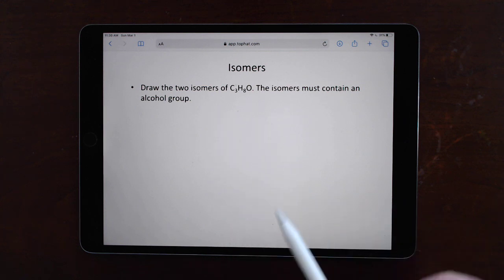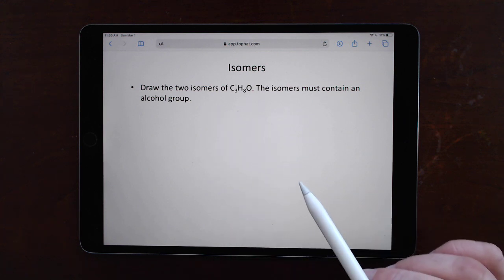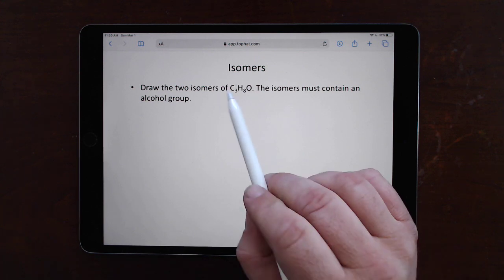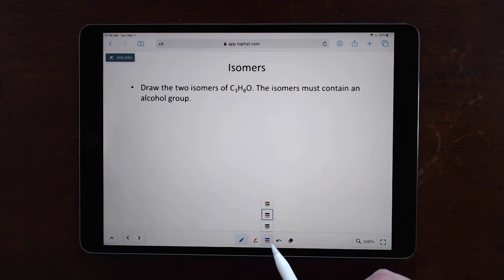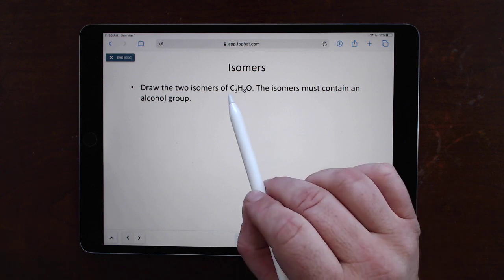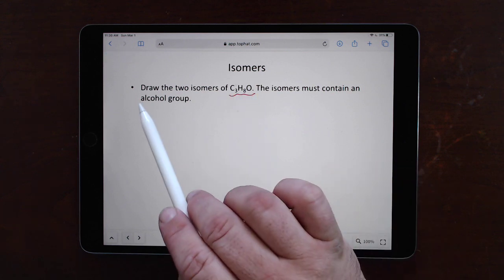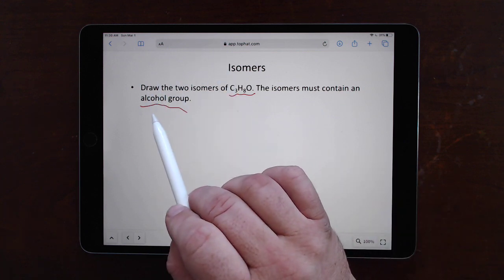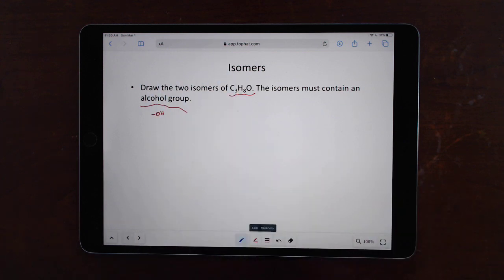I'm going to have you draw two isomers of a molecule. I'm going to give you the formula, and I'm going to give you a functional group. You need to know what the functional groups are. In this case, the alcohol, which is an OH group.